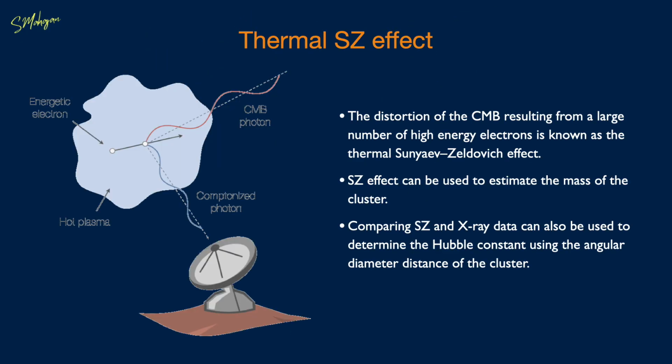The distortion of the CMB resulting from a large number of high-energy electrons is known as the thermal Sunyaev-Zeldovich effect. By comparing the SZ effect and X-ray emission data, the thermal structure of the cluster can be studied. If it is known how the temperature varies as a function of radius in a cluster, the SZ data can be used to determine the baryonic mass of the cluster along the line of sight.